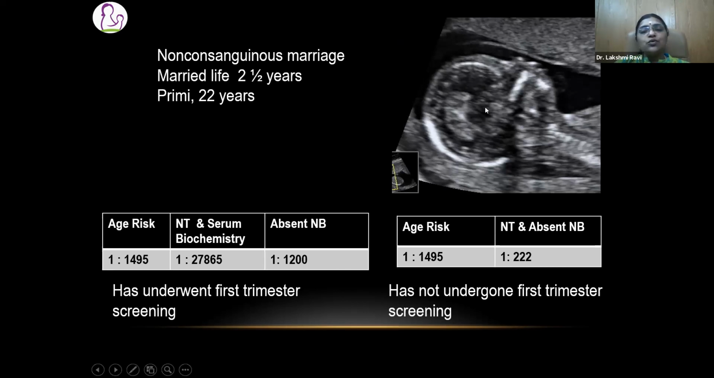I'm just trying to explain to you how we handle the risk ratios. So, for example, this is a primi of 22 years, and she has an unossified nasal bone. If she has undergone a first trimester screening, then her risk ratio will be 1 in 27,865. Then I'll apply the likelihood ratio of the marker to this number and I will get a ratio of 1 in 1,200. But if she has not undergone first trimester screening, then I'll use her age-based risk and identify a risk number from that.